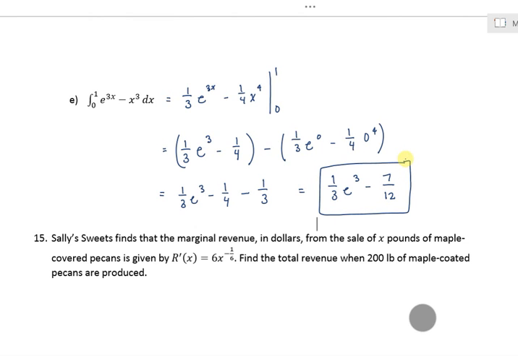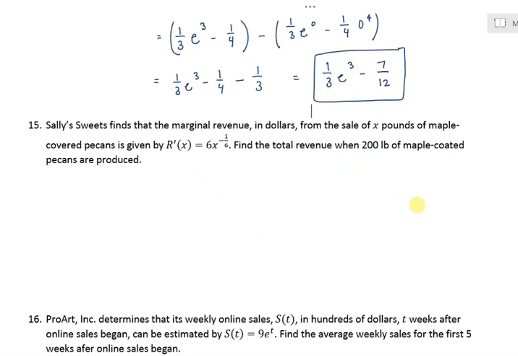Okay, Sally Sweets finds that the marginal revenue, marginal always means you're going to have a derivative, is given by this formula, and they even wrote it saying it's a derivative of something. We want the total revenue for 200 pounds. So I said to think of an integral as a kind of sum. We're really summing up all these tiny marginal revenues as we start with selling 0 pounds or go up to 200 pounds. And my function is 6x to the negative 1/6.